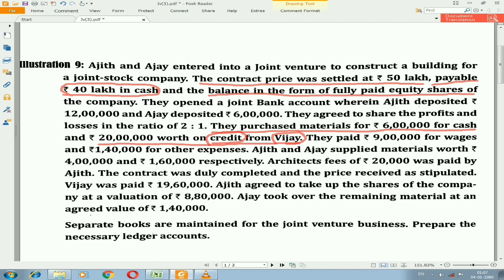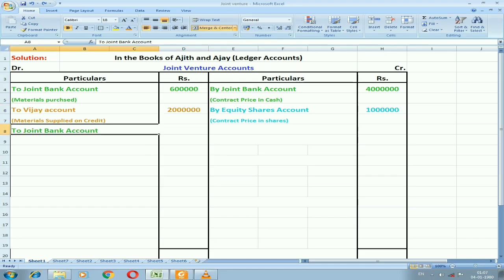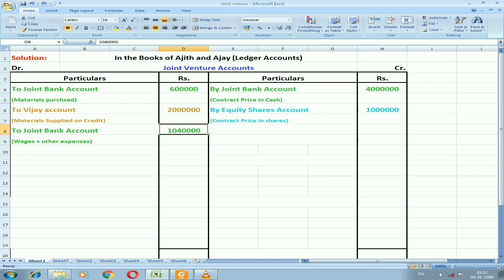They paid rupees 9 lakh for wages and 1,40,000 for other expenses. So they have not given who it is paid to, so we can take from the bank itself directly. It is a collective payment which they have made. It is an expenditure: joint bank account, wages and other expenses, 10,40,000.